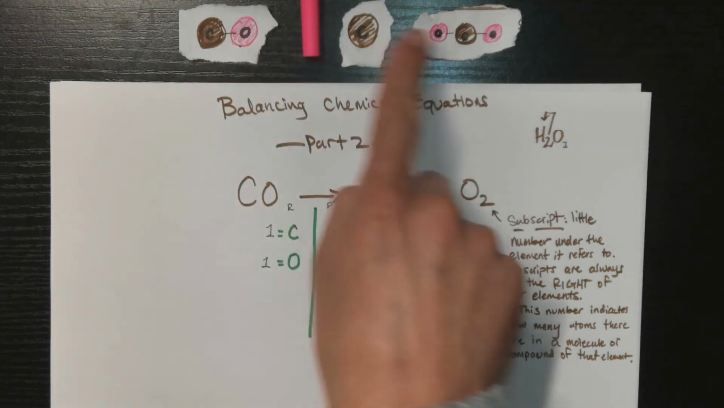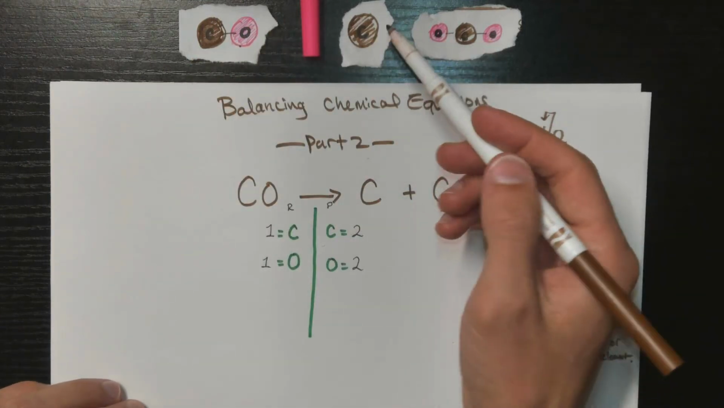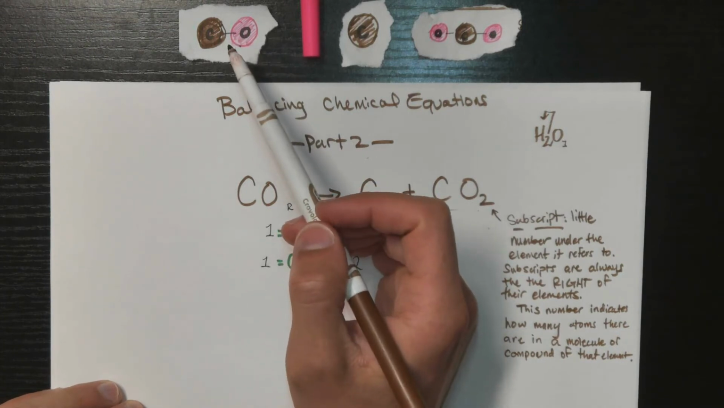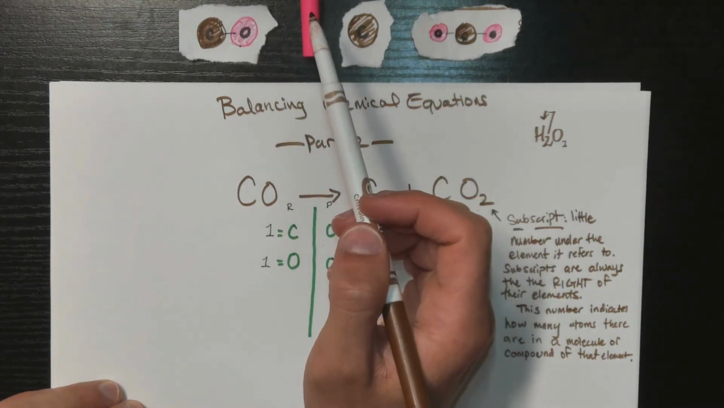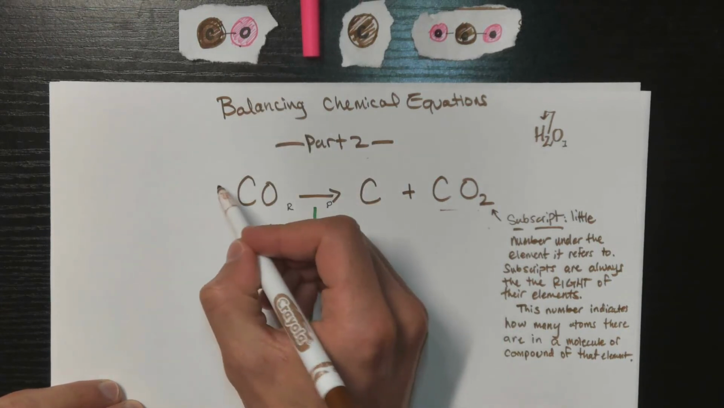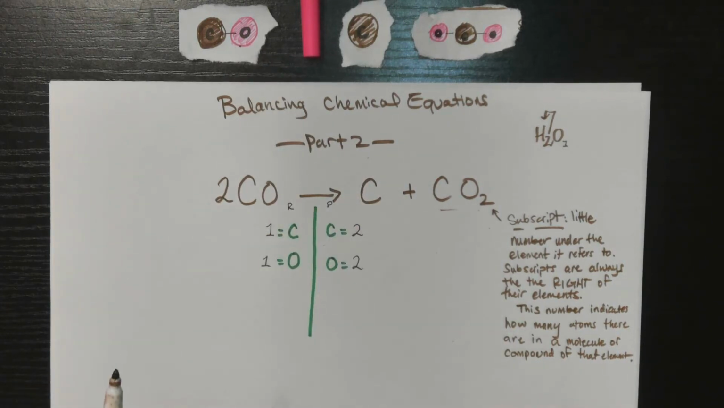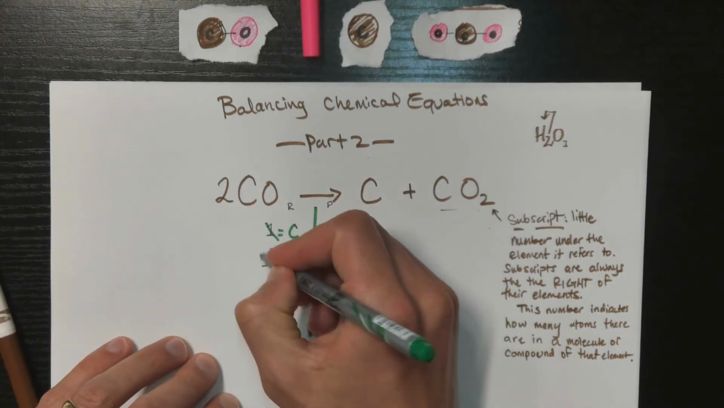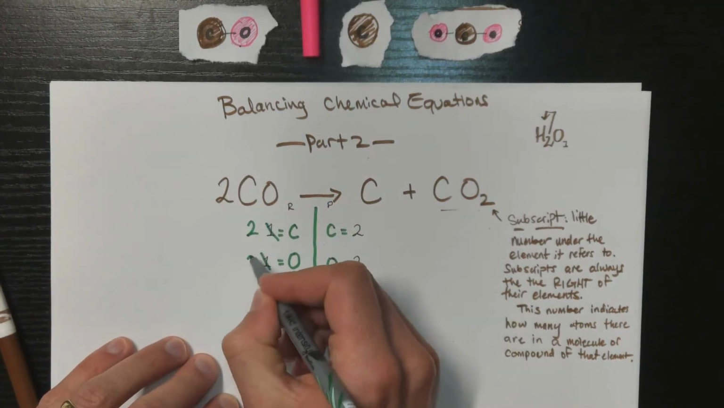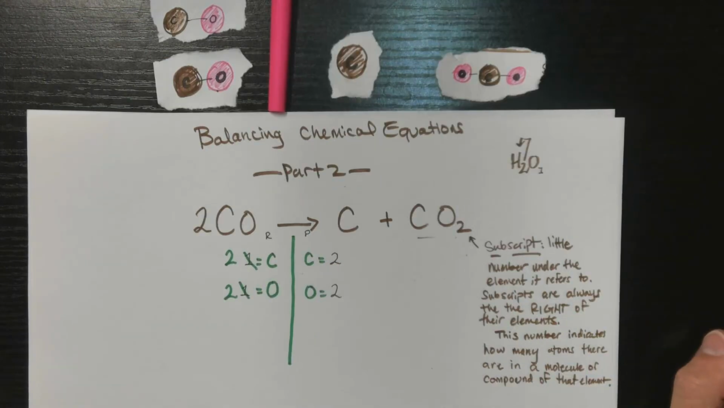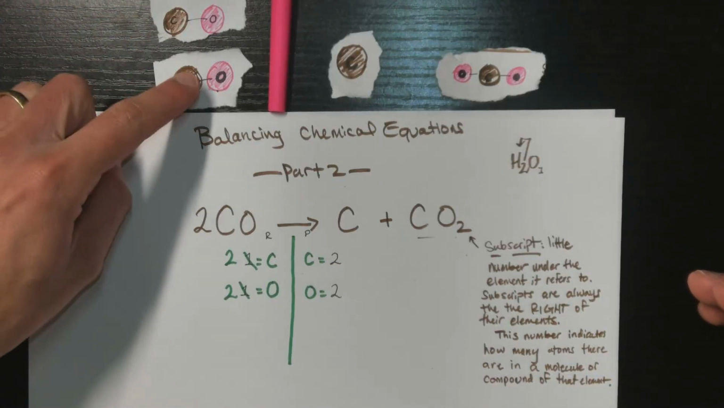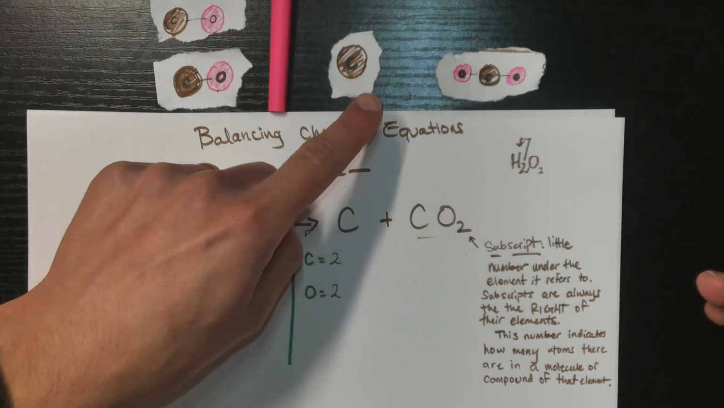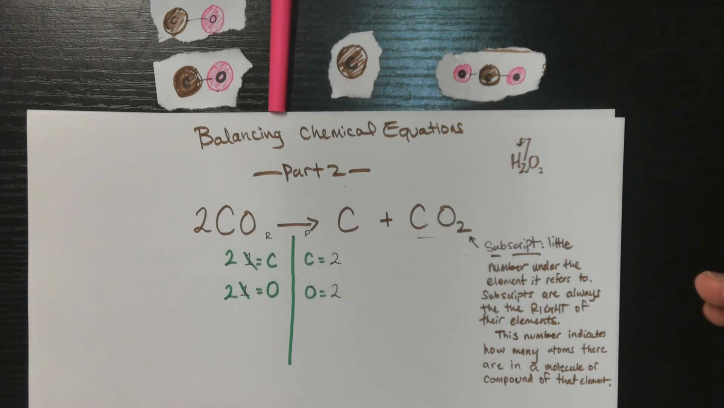So reactants and products. So how do I get this stuff if it only starts off with 2? Well, in order to do that, I just need to have 2 carbon monoxide molecules. And if I do that, then I'll actually have 2 carbon atoms and 2 oxygen atoms. Okay, there. Now everything balances. 2 carbon monoxide molecules, 1 carbon atom, and 1 carbon dioxide molecule.